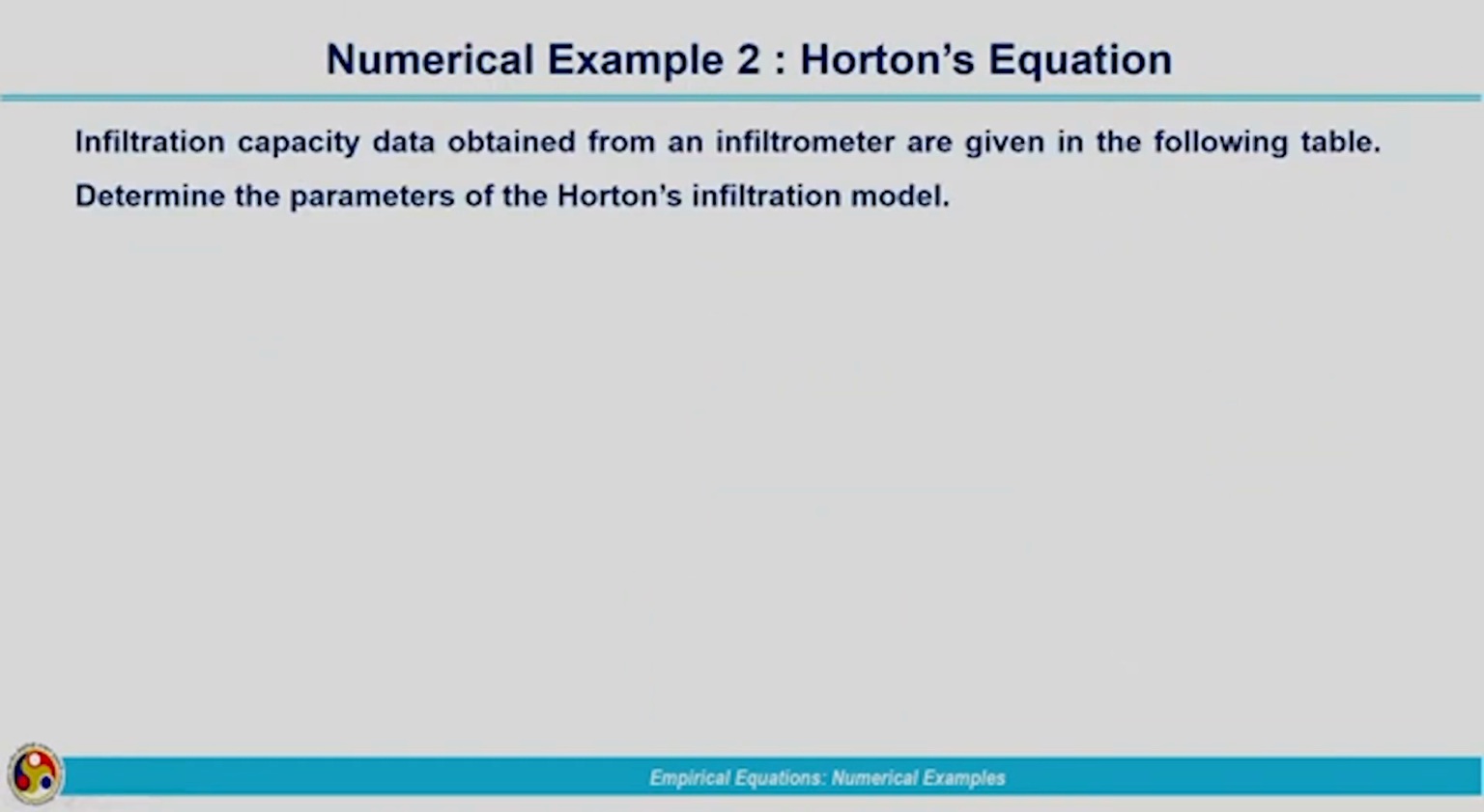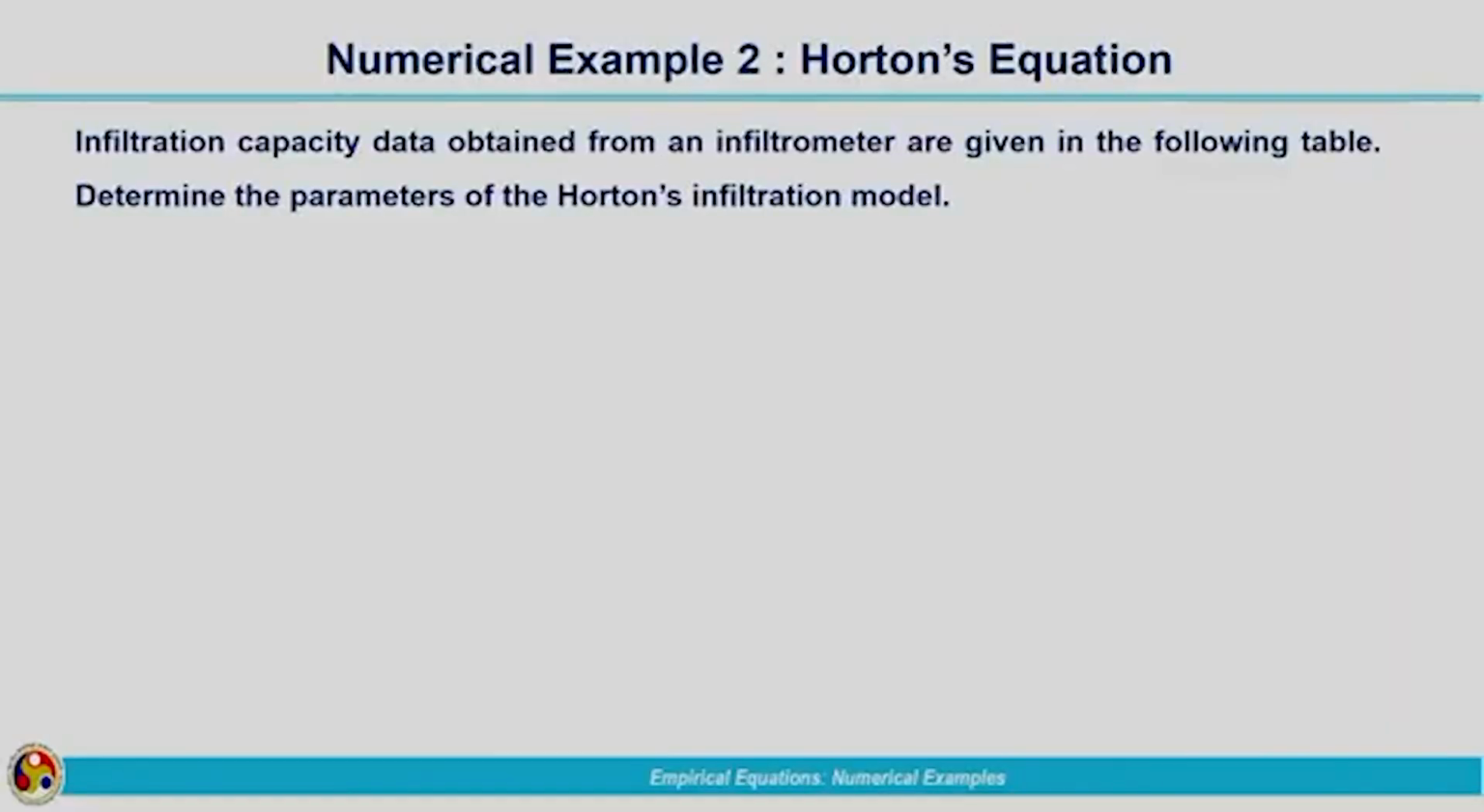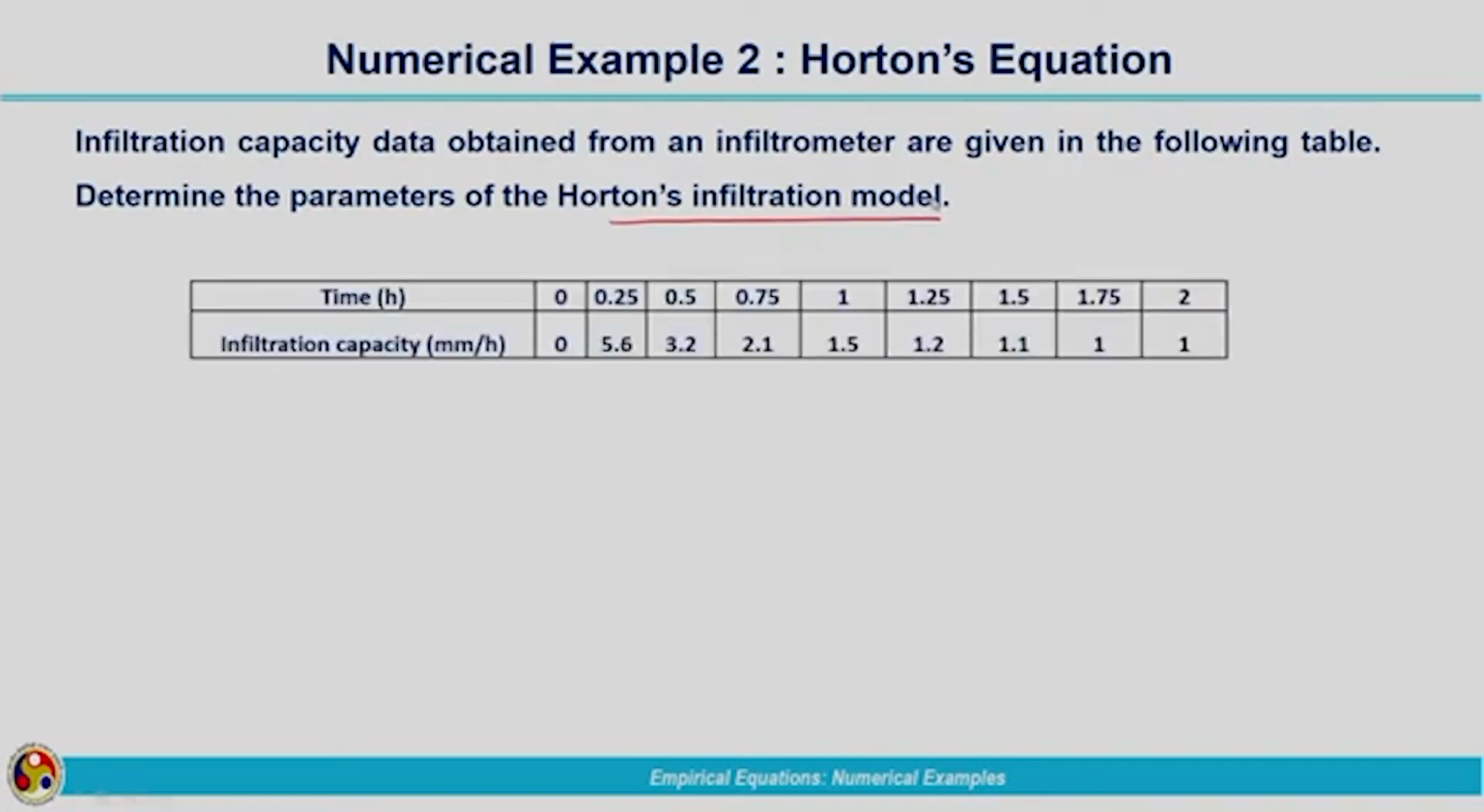The second example is related to Horton's equation, the second equation which we have seen yesterday. The question is, infiltration capacity data obtained from an infiltrometer are given in the following table. Determine the parameters of the Horton's infiltration model. The infiltration data is given to you. Look at the data corresponding to infiltration capacity. Infiltration capacity is nothing but the infiltration rate. So, that is given over here.